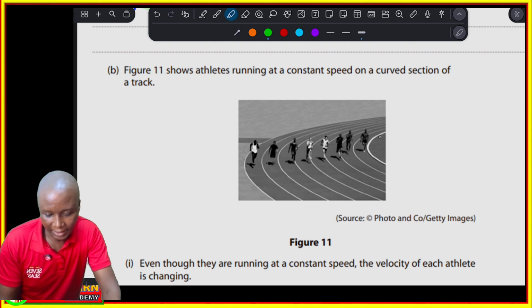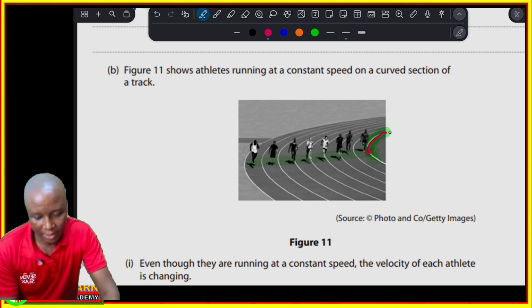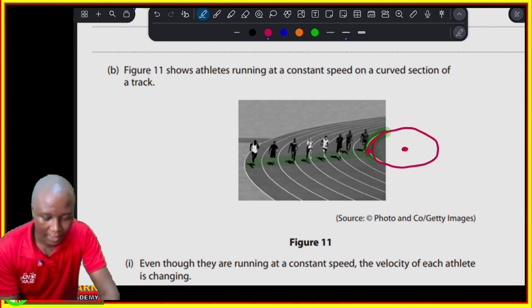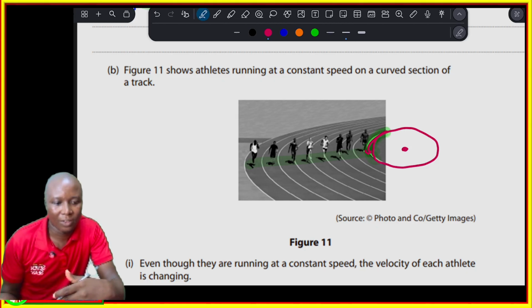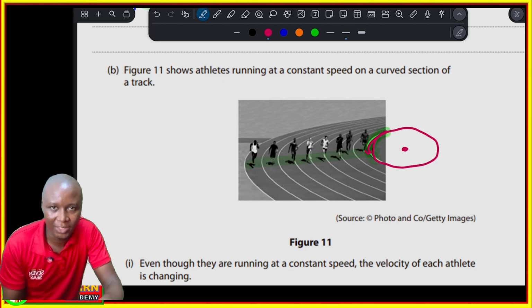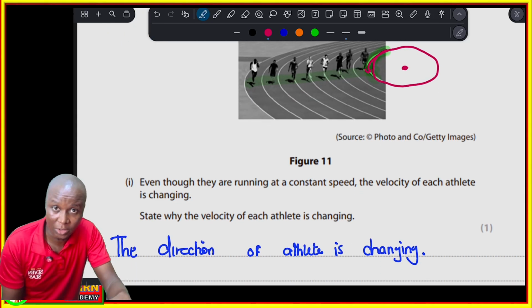The athletes here, you can see they are negotiating a corner. That's what I want you to realize. The athletes are going around a corner. Yeah, they are negotiating a corner, isn't it? Which means that we are having an aspect of circular motion, an object moving around a circle. So that implies that even though these athletes are moving at a constant speed, their velocity is changing. Velocity is changing because the athletes are changing direction.